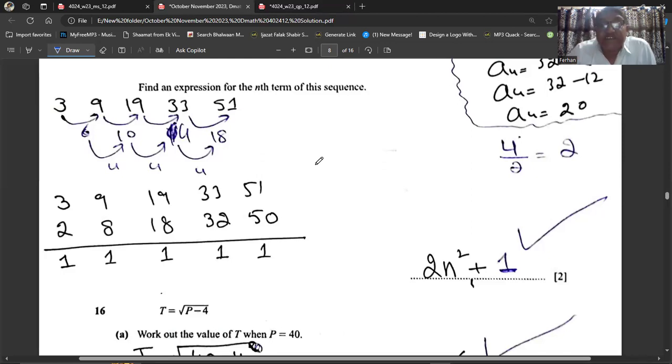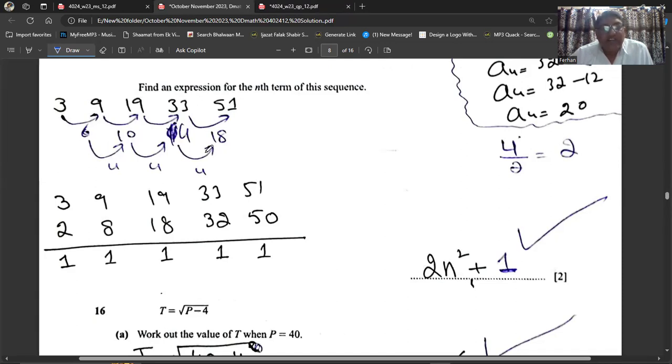So I will find the first difference. So the difference here is 6, the difference here is 10, the difference here is 14, the difference here is 18. Then I will find the second difference. The difference here is 4, the difference here is 4, the difference here is 4. So what you do in your rough work, you take this 4, you divide it by 2 and you get 2. So in your rough work, you note down 2 n square. This number and with it you write n square.